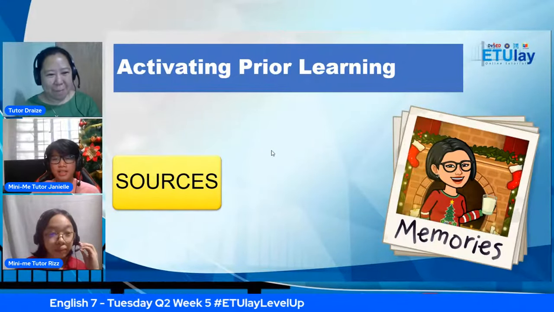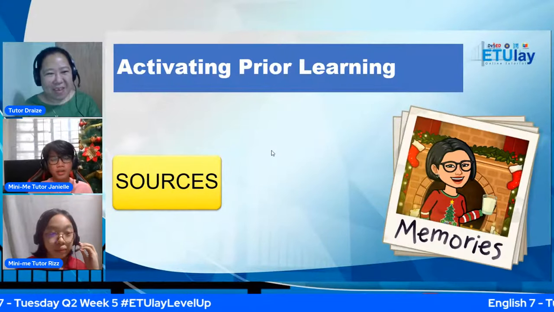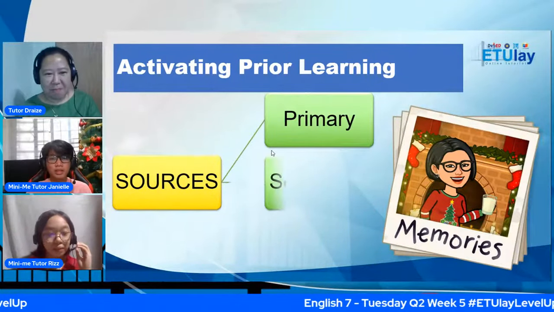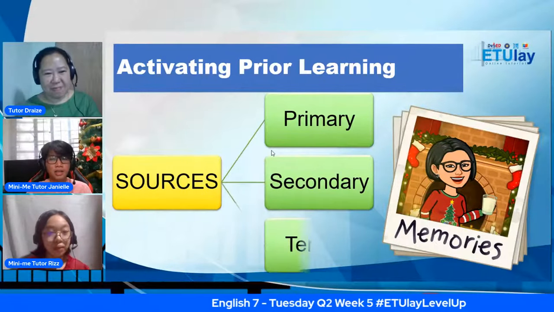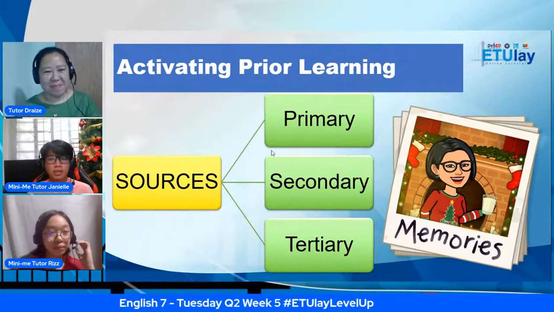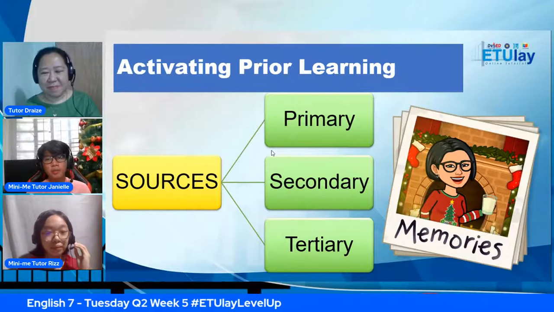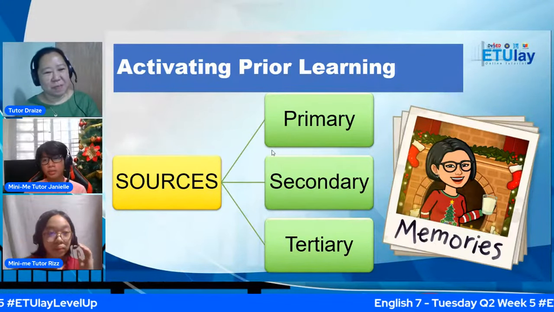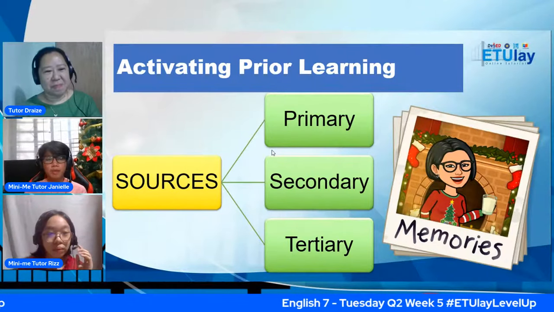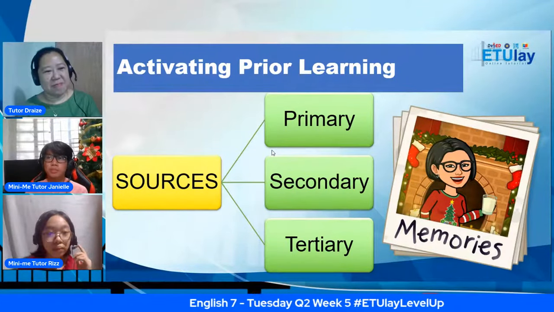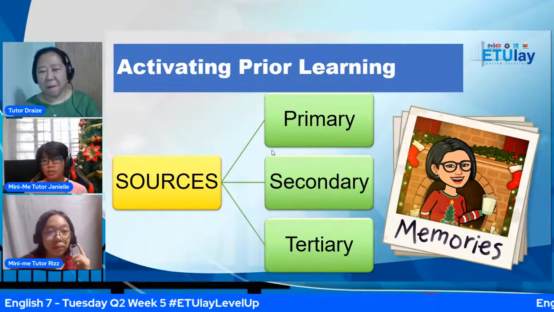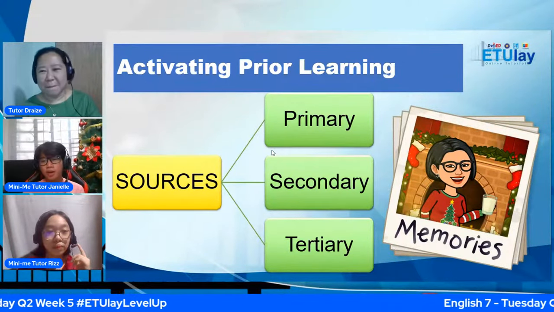It looks like Ate Reese is having trouble. So there are many types of sources. We have primary, secondary, and tertiary. So they vary from each other. So primary, we can get that from an interview. Secondary, we can have those things on... Who can give me an example? Can you type down your answer from our comment section?